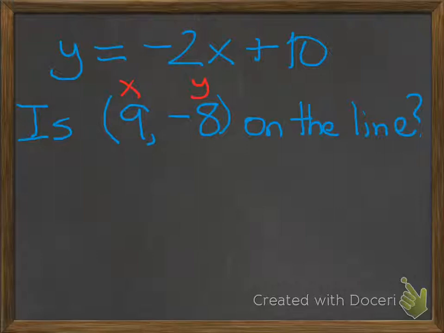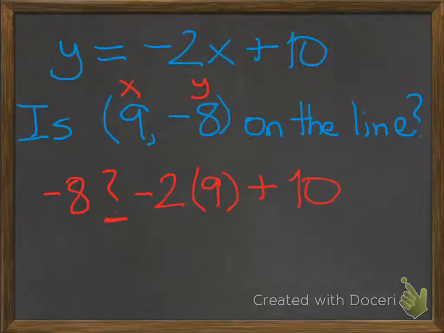To do that, we're just going to replace the y with negative 8, equals negative 2 times 9, plus 10. All right? Now, I really shouldn't put an equal sign here because we don't know yet if it's equal. So we're actually going to put a question mark, or a blank. And we've got to simplify each side. So we know that this is negative 8 over here. We still have a blank.